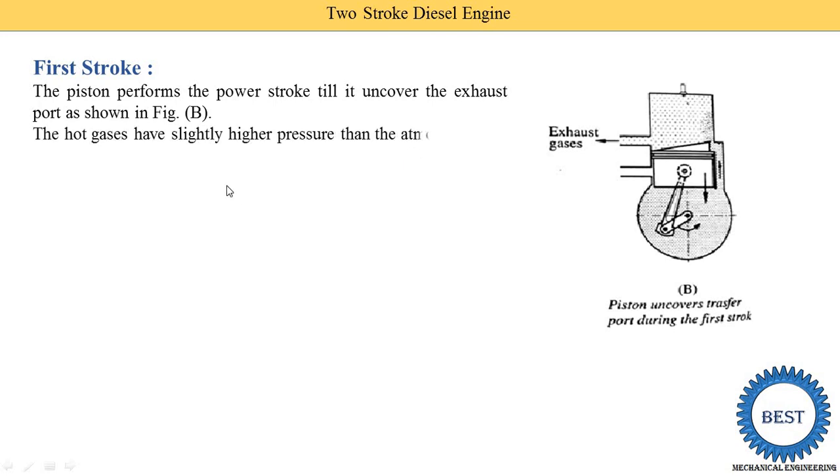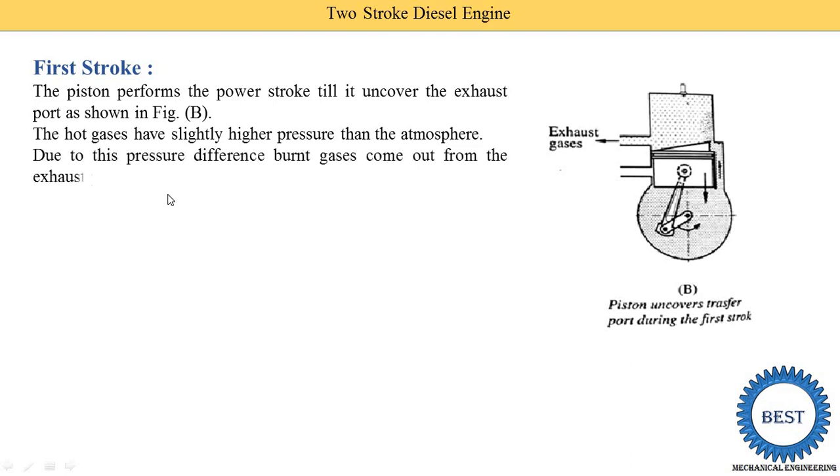The hot gas has slightly higher pressure than the atmosphere. Due to this pressure difference, the burnt gases come out from the exhaust port. This exhaust port is connected with a silencer, and the silencer is connected to the atmosphere. So the pressure at the outlet of the silencer and inside the cylinder are different.